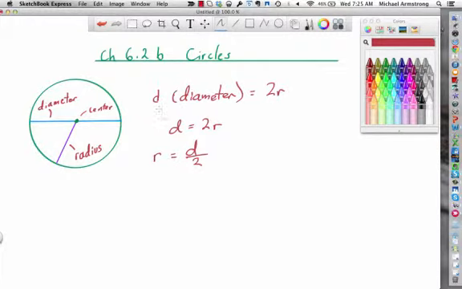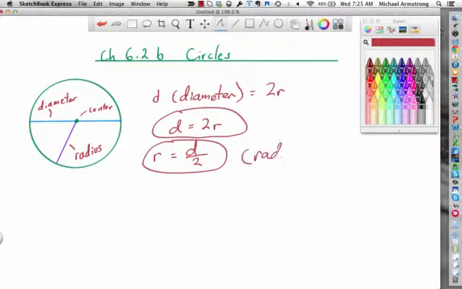The diameter is equal to 2r, and the r, the radius, is diameter divided by 2. Hopefully that's clear. Okay. That's the first thing we need to know, is how to find a diameter. If we have the radius, we just multiply it by 2. If we have the diameter and we are needing the radius, we can divide it by 2, and that gives us the radius. Pretty easy.